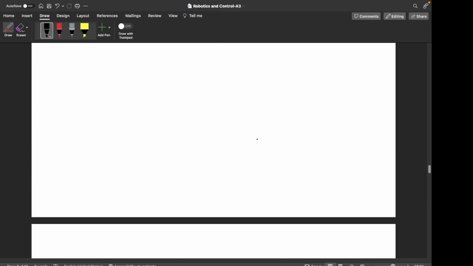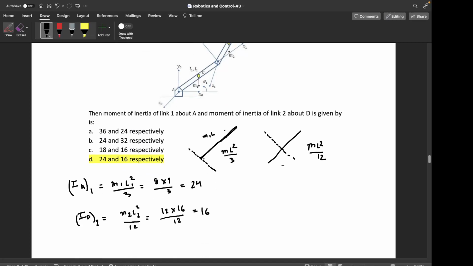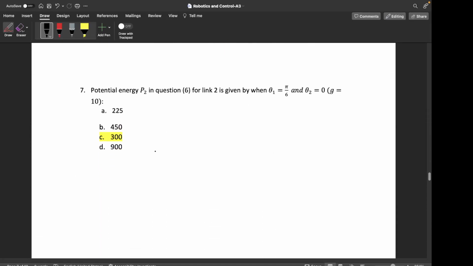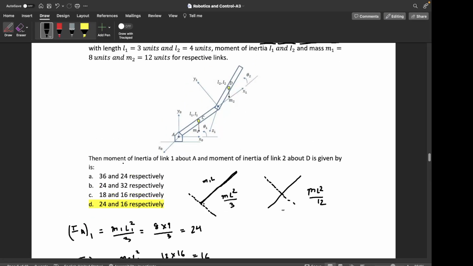So like the go-to method would be, that okay, just find out the height of point D from the reference and just do a simple MGH kind of thing. But if you would do that, you would find that the answers are not there in the option. So we have to basically use integration to find out the potential energy of this distributed mass system. So let's do that. Let me first draw this once again.